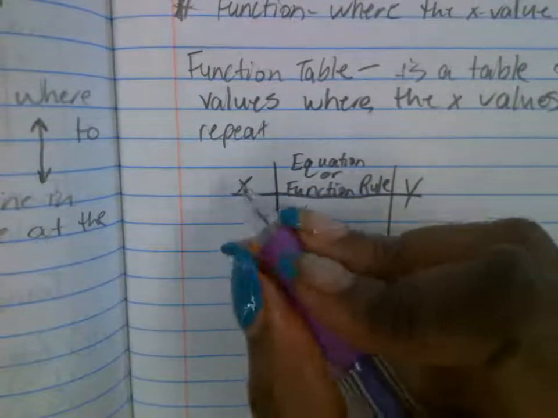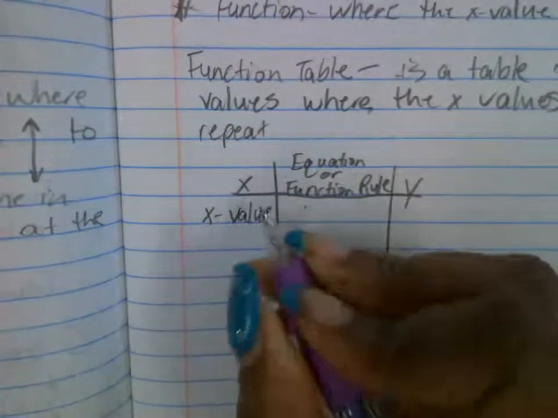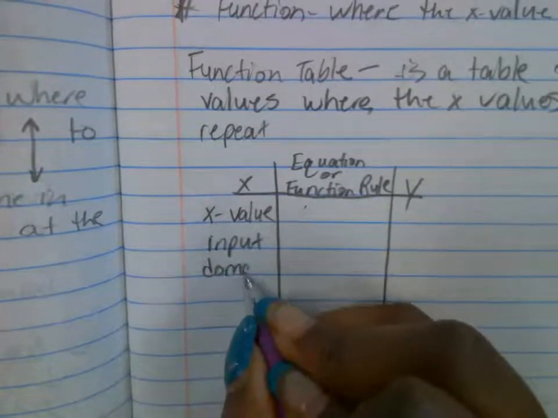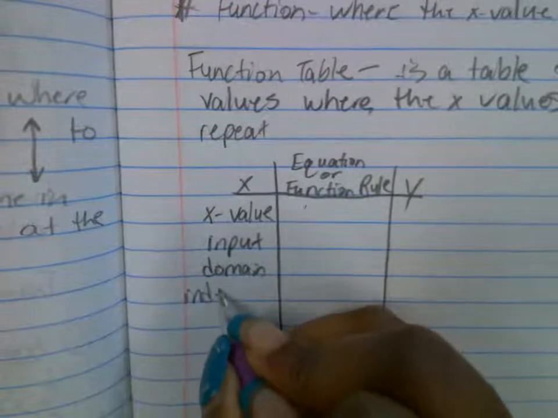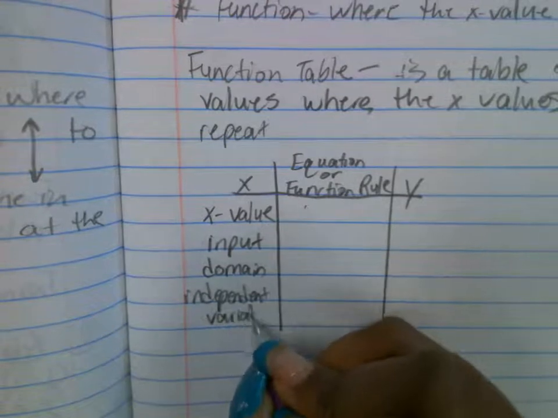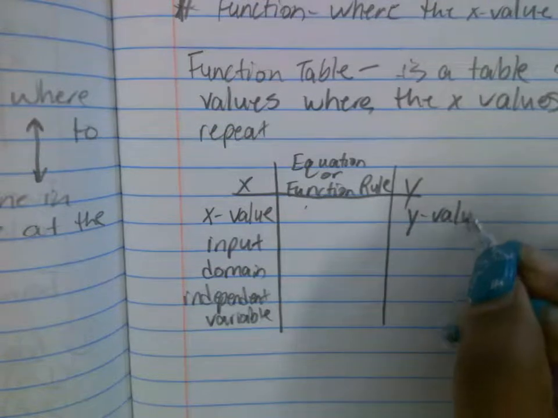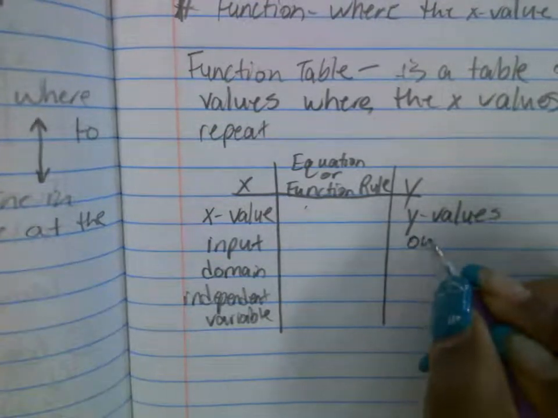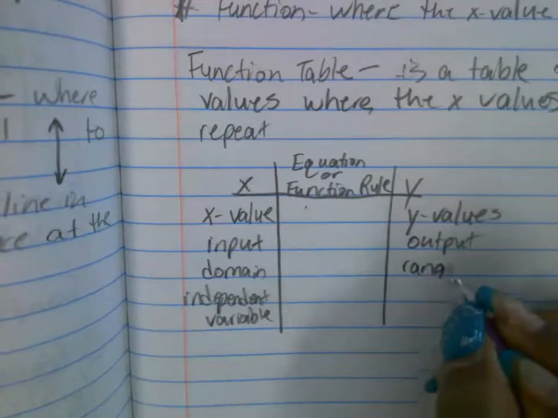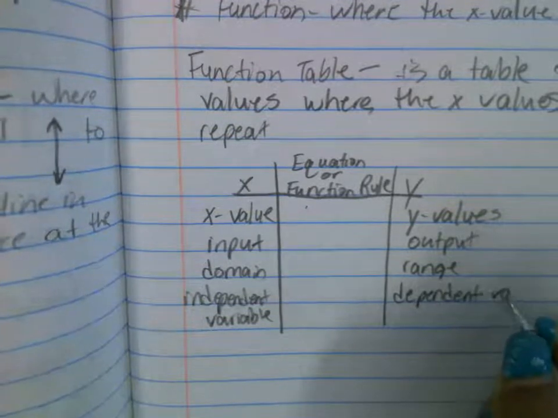All right, so your x value, other names for x and y you need to know. That's why I made this short. Another name for x could be your x values. They're talking about the x. Input values, domain, independent variable. Okay? Other names for y could be your y values, your output, your range, your dependent variable.